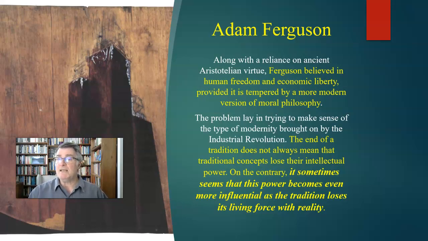But Ferguson believed in human freedom, economic liberty, providing it was tempered with moral philosophy. And that's where he needed to make the change. So moral philosophy for Aristotle looked very different and sounded very different than it did at this point, right? Than it does now in the late 1700s. So if he could come up with a modern version of moral philosophy that applies to this new industrialized modern society, then maybe there's a chance we can make it through. And so this is what he worked on.